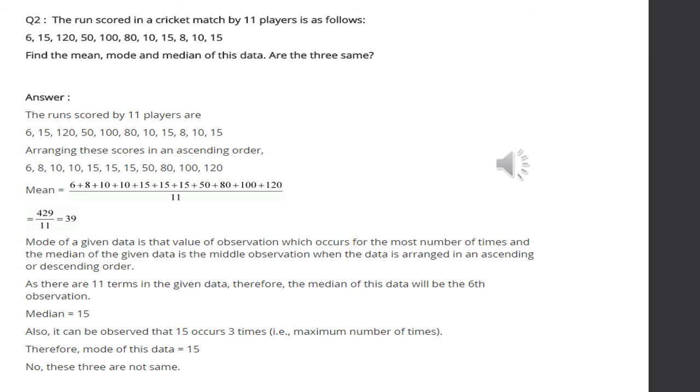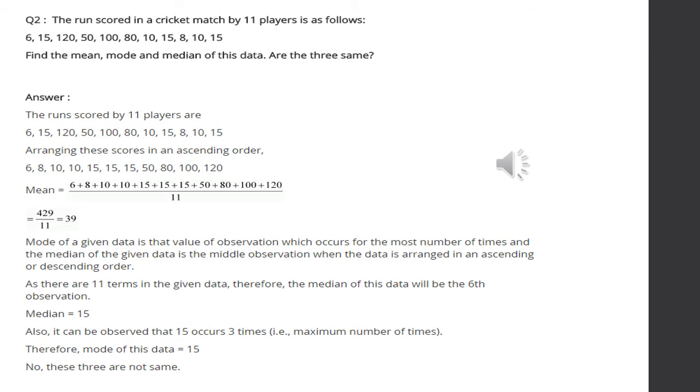So, it is seen that the mode of this data is 15 because 15 occurs 3 times, that means a maximum number of times. And the median of the given data is the middlemost observation when the data is arranged in ascending or descending order. As there are 11 terms in the given data, the median of this data will be the 6th observation.